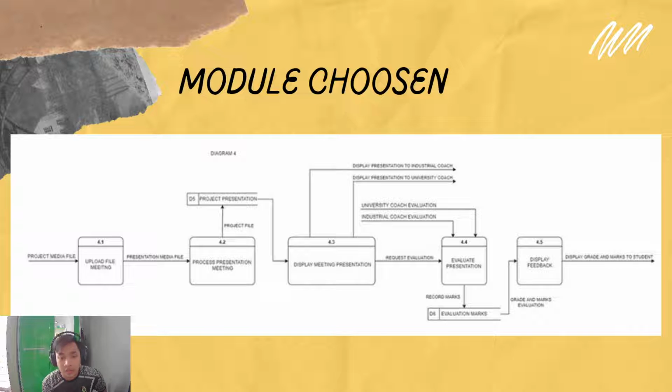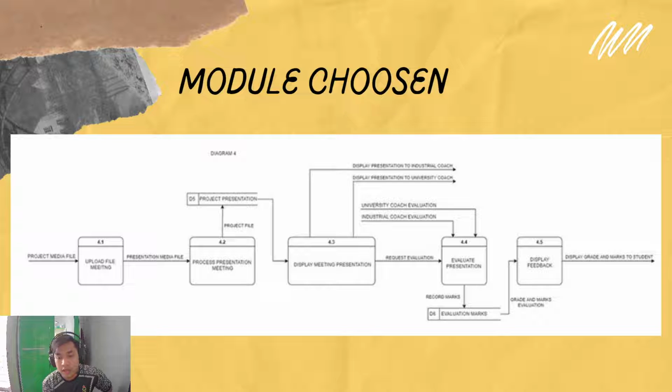During process 4.3, the coaches can see which students have uploaded and which have not. When a student has submitted their demonstration, the system will notify the coaches that this student has uploaded the demonstration, and it will request the coach to evaluate it. Then we move to 4.4.